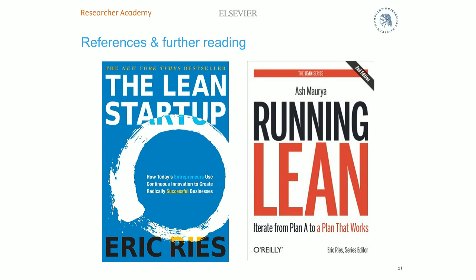And the second one is Running Lean by Ash Maurya. He has written this book in collaboration with Eric Ries, and he is the creator of the Lean Canvas. So he has used the Lean Startup approach in order to change the classical business model canvas and to create a tool which helps to implement the Lean Startup approach. Of course, there are many more resources on this on the internet and in different other books, but if you're going to start with Lean Startup, I would recommend these two to get started.